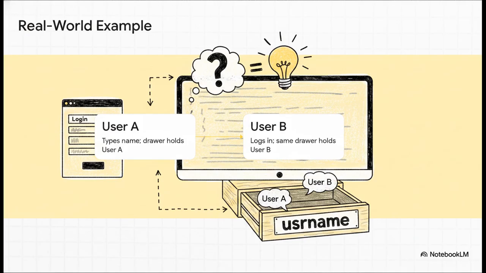Let's ground this with a practical scenario we all interact with daily. Think about a standard login screen. Behind the scenes, in the code, there's a variable called username. Now, when user A types their name, our username drawer holds the data for user A. But then when user B logs in, that exact same drawer now holds user B. The key insight here is that the field, the variable itself, stays exactly the same, but the data inside it changes. And honestly, that is precisely why we call it a variable.